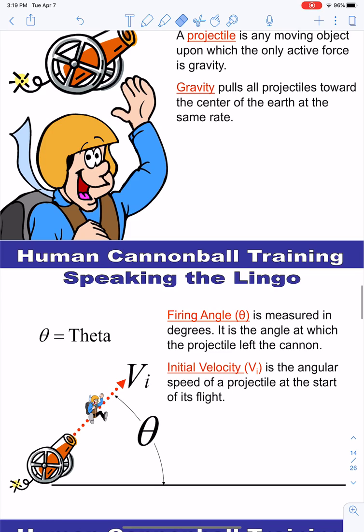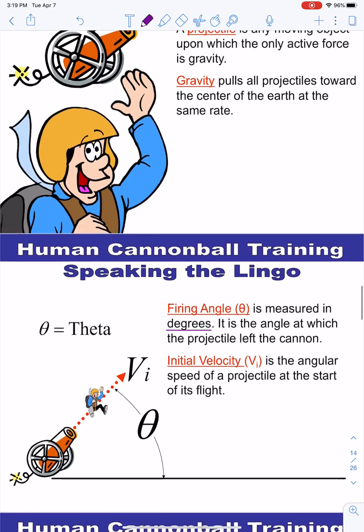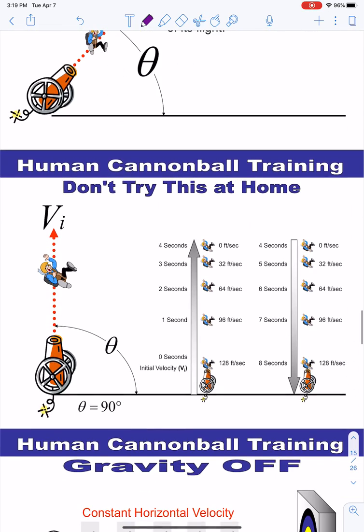So couple vocab pieces. We're going to look at the angle. You can use, it says here measured in degrees. You can use radians if you are comfortable with that. And it's the angle which the projectile leaves the cannon, and then the velocity, the initial velocity is basically the speed at the start. So if it was a 90-degree angle or pi over 2 for theta, the person would just go up, pause in midair for a second, and then go down.